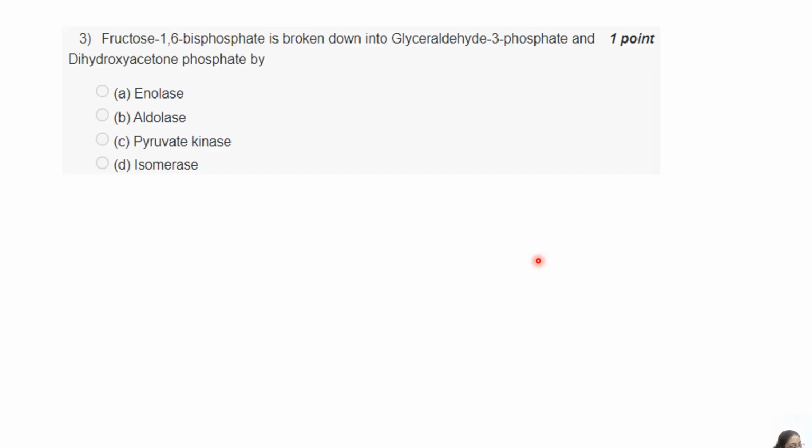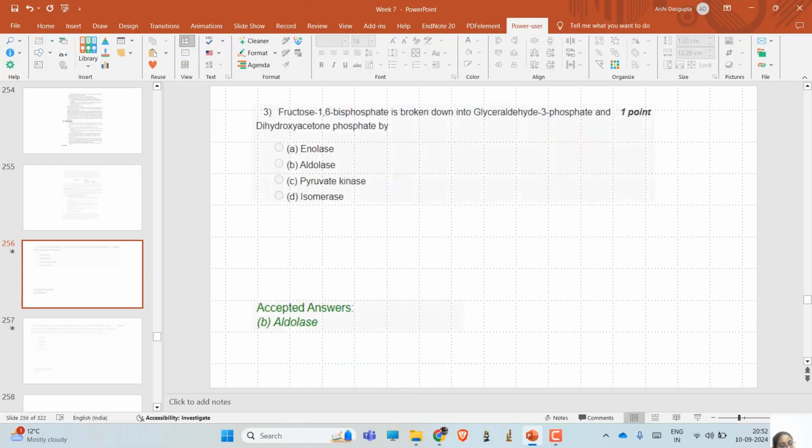Okay, so coming back to the question that we started with, fructose 1,6-bisphosphate is broken down into glyceraldehyde 3-phosphate and dihydroxyacetone phosphate by, so the answer is aldolase. Okay, so this was the last question for today. If you have any doubts regarding this, we can discuss it for some time. Otherwise, we can conclude the session for today. Any doubts? I'll stop sharing this screen.